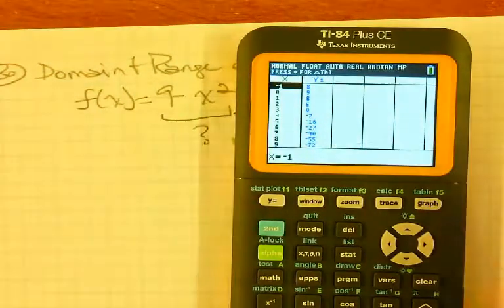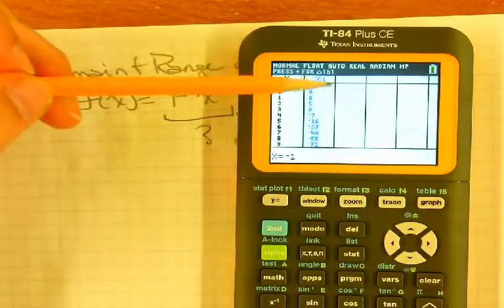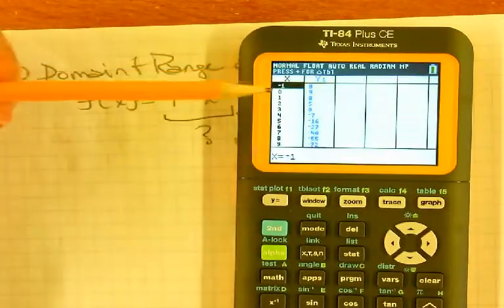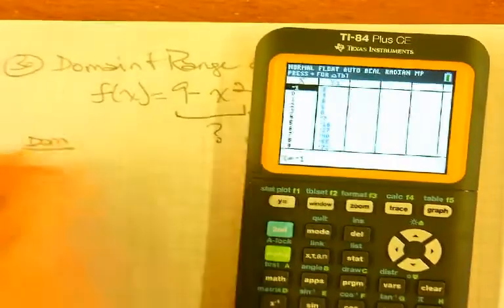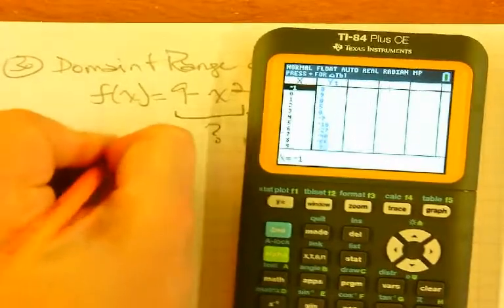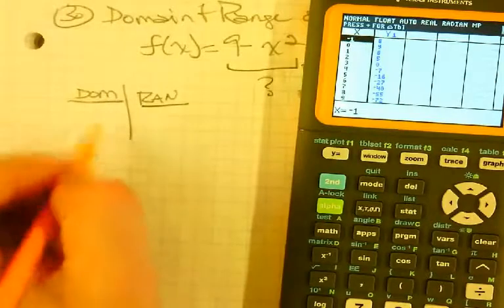All right, now which one's which? Mr. Antonio, is my x the domain, or is that the y? Which one's the domain? The x is your domain. All right, so we're going to say domain is on this side, and range is on this side. Okay, so Mr. Antonio told us that the x-axis was over here, domain.